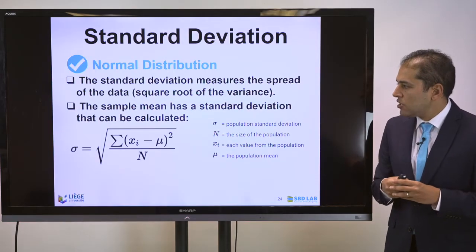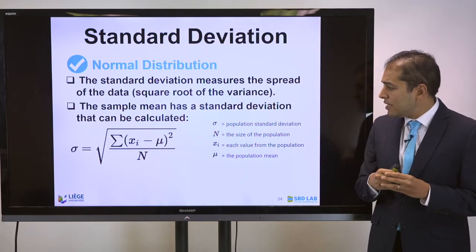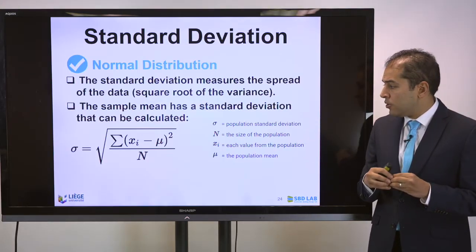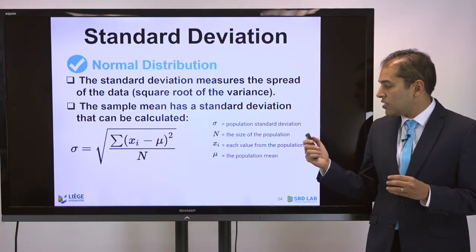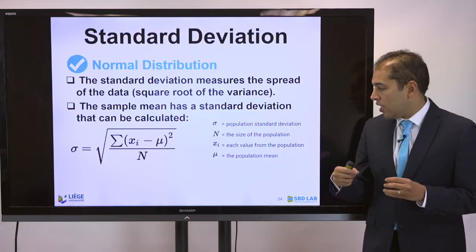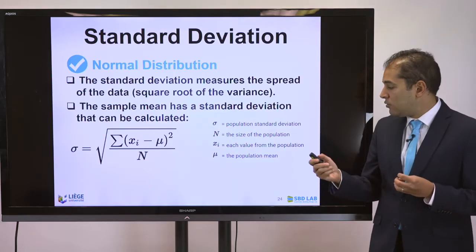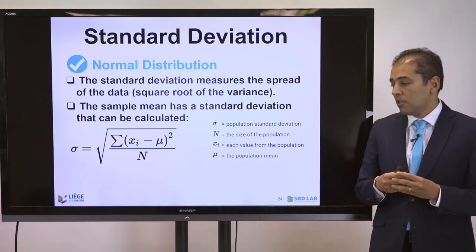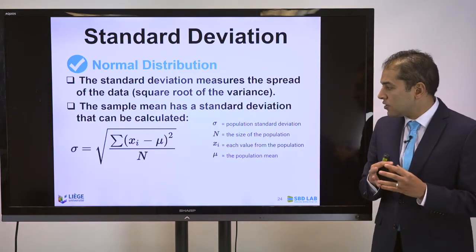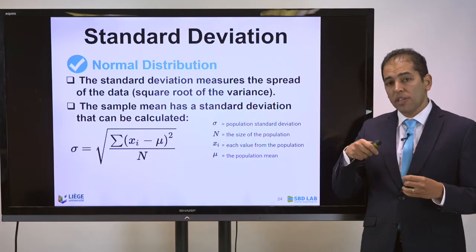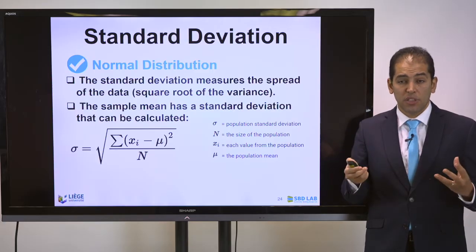As you can see in the equation, the sample mean has a standard deviation that can be calculated. We will have sigma, which represents the population standard deviation. We have a capital N, which is the size of the population. We have x_i, which represents each value from the population that you worked on, and then we will have a mu representing the population mean. Based on the sum of x minus mu squared, over the size of the population, all under the square root, we can get sigma, which is the population standard deviation.